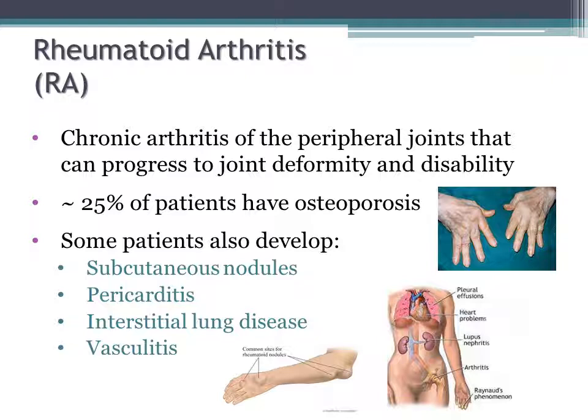Leaving lupus now, we'll take a look at rheumatoid arthritis, or RA. Rheumatoid arthritis is a chronic arthritis of the peripheral joints and can progress to joint deformity and disability. About a quarter of these patients have osteoporosis. Some RA patients also develop subcutaneous nodules, pericarditis, interstitial lung disease, and vasculitis. Rheumatoid arthritis is another systemic autoimmune disease. Even though it has arthritis in the name, and you might be tempted to think it's just a joint disease, it surely is systemic.